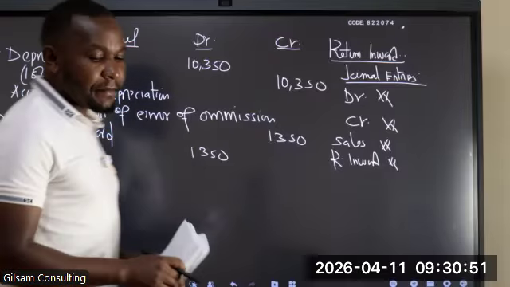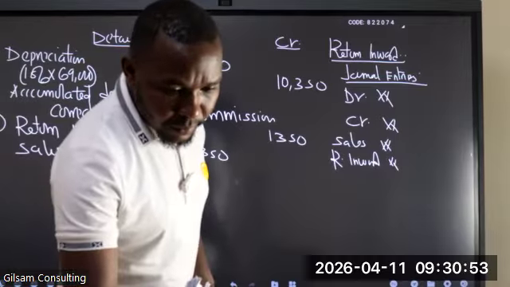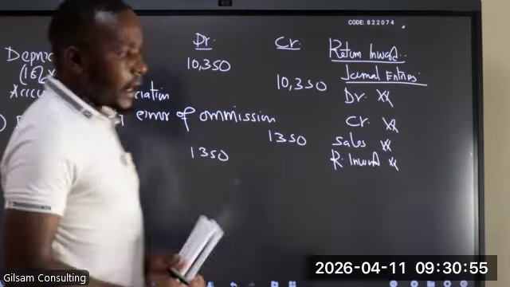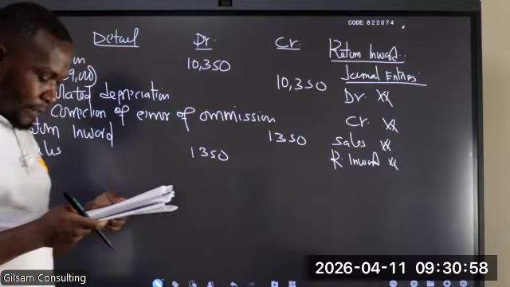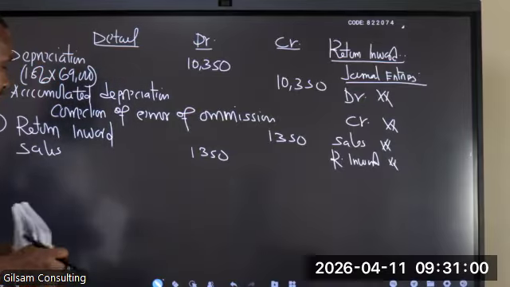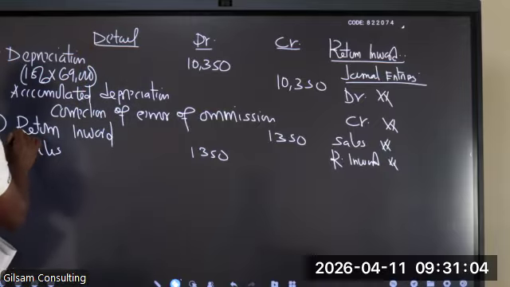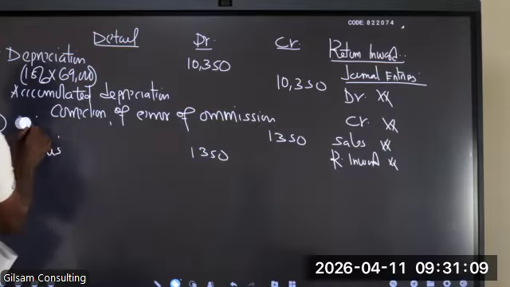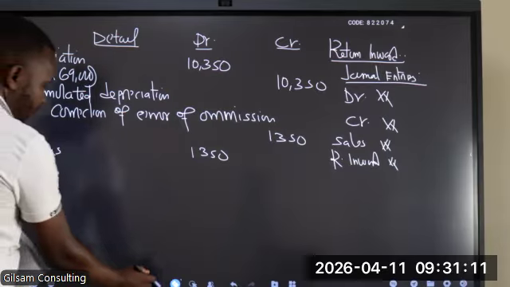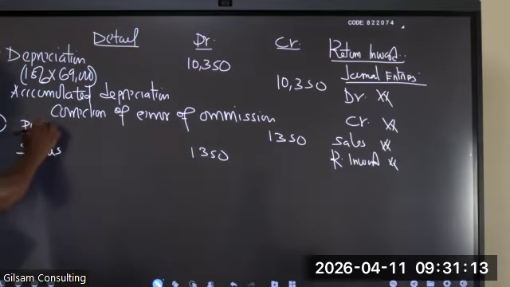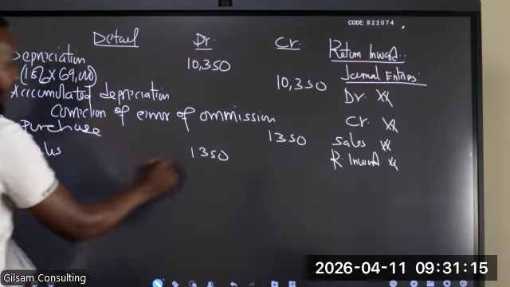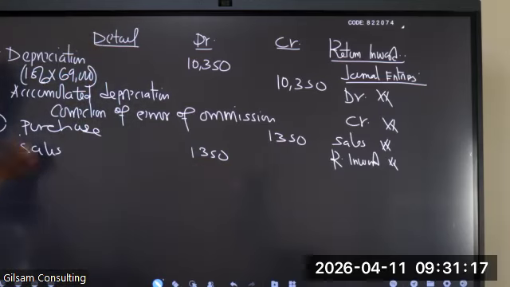But this guy did it differently. So instead, he has put it in purchases. So we will remove that by crediting the purchases. You credit the purchases to remove that error. You credit the purchases and debit the sales account. Debit the sales account.